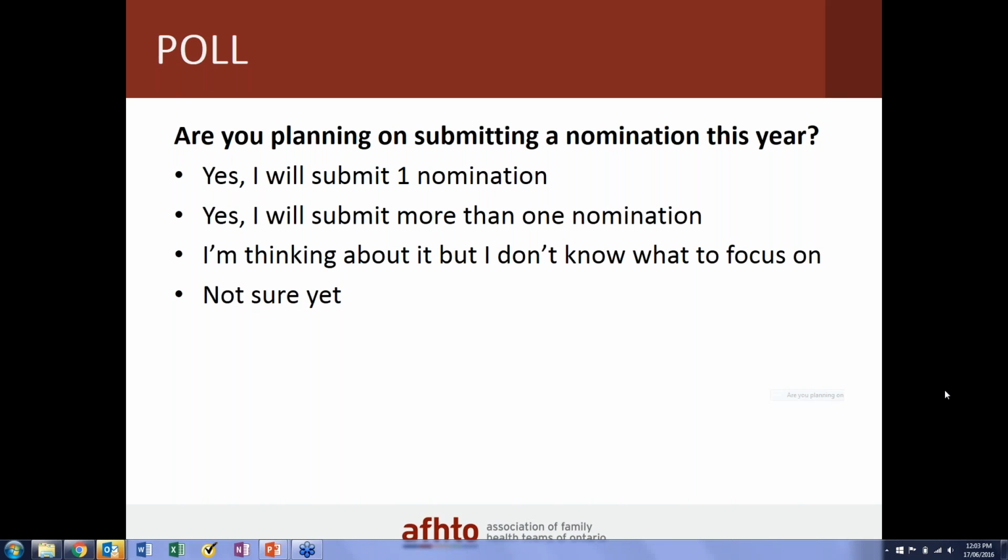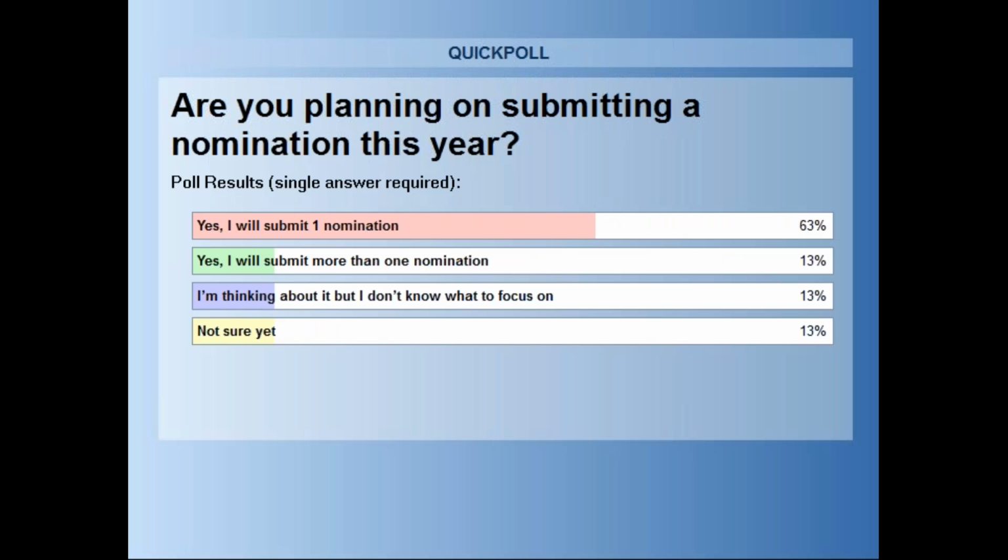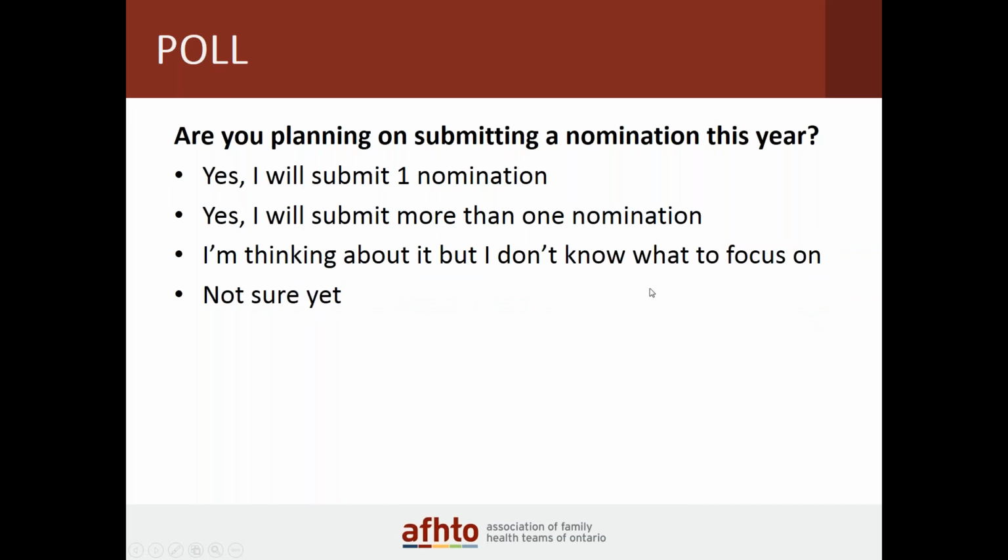The next poll question is, are you planning on submitting a nomination this year? Are you planning on submitting one nomination, or more than one for your team? Are you thinking about it but not sure what to focus on, or not sure yet, and I have to do a good job of convincing you to submit a nomination this year? All right, there's a couple of people. There we go. As you can see, most people are going to be submitting a nomination, and I guess you're looking for tips on how to do that. And everyone else is, I'd say, one person each for not sure yet, thinking about it but don't know, or more than one for your team. All right, thank you. That helps me get an idea of who we have on the line.